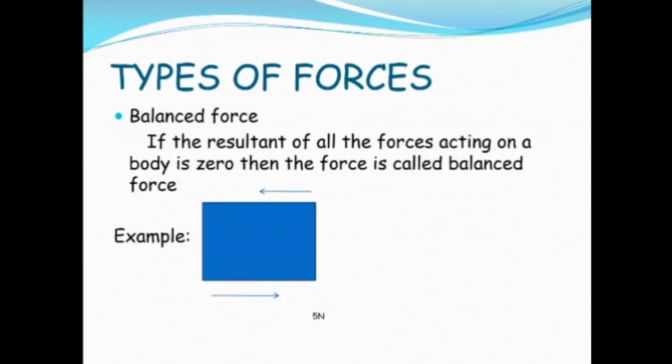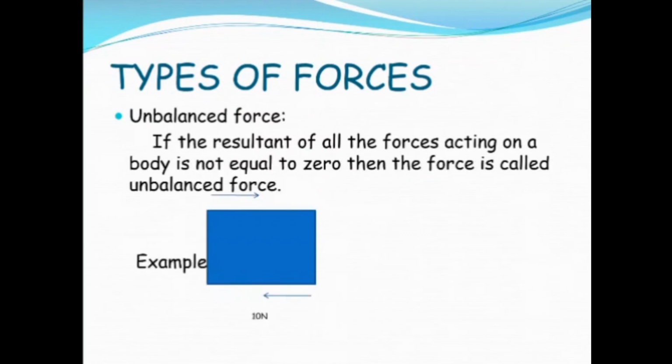Balanced force. If the resultant of all the forces acting on a body is zero, then the force is called balanced force. For example, if there is a force of 5 Newton from right to the left side and if there is a force of 5 Newton from the left to the right side, the forces will cancel each other and the resultant or the net force, which is the result, is equal to 0 Newton, which means there is no force acting on the body. So the object will not move. The forces acting on the object are balanced. So by this, when the forces acting are balanced, we can tell that it is a balanced force.